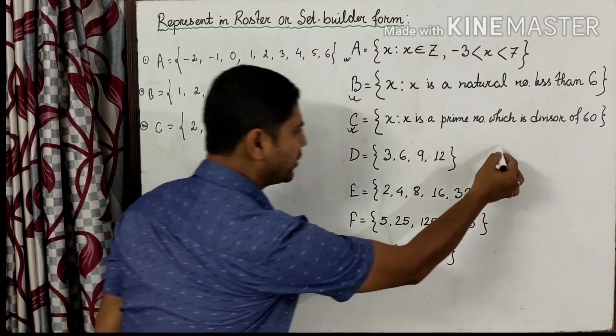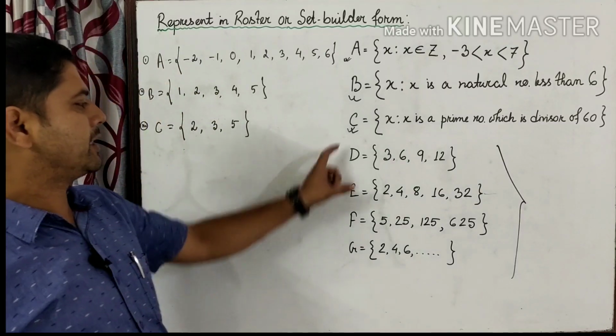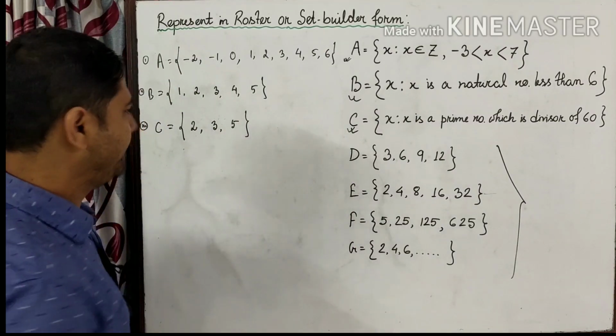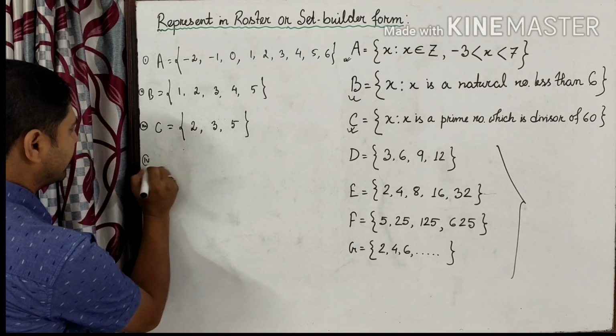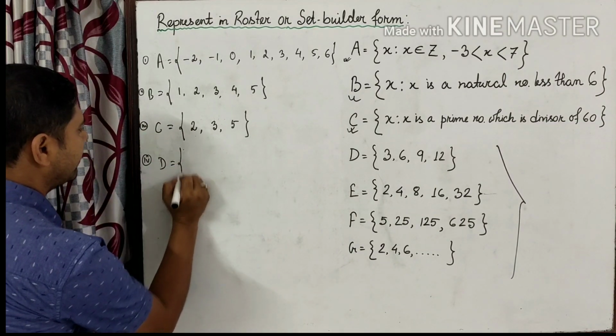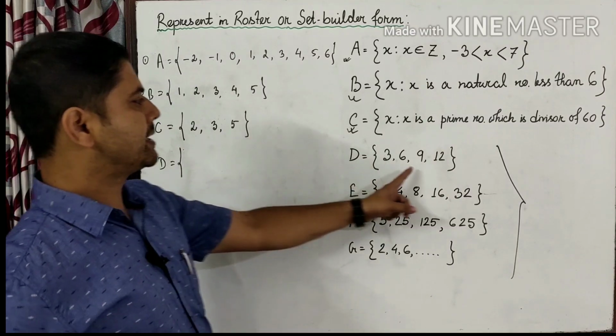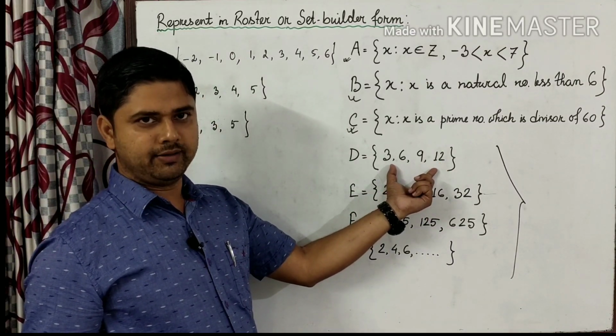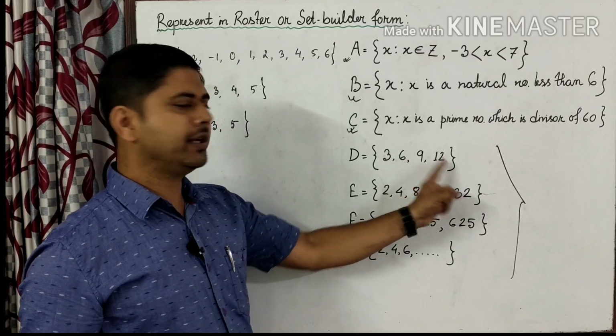Next, these three equations you have to express in which format? Set builder format. Okay. Number 4, D is equal to what? 3, 6, 9, 12. All are multiples of what? 3. 3, 6, 9 and 12.